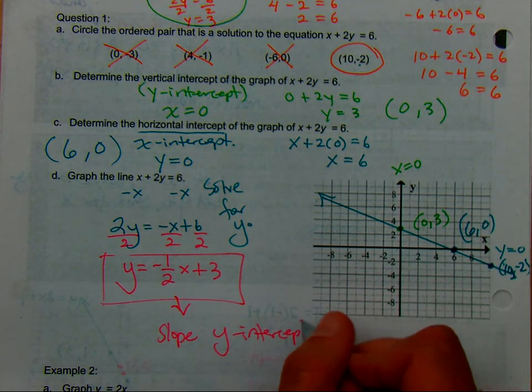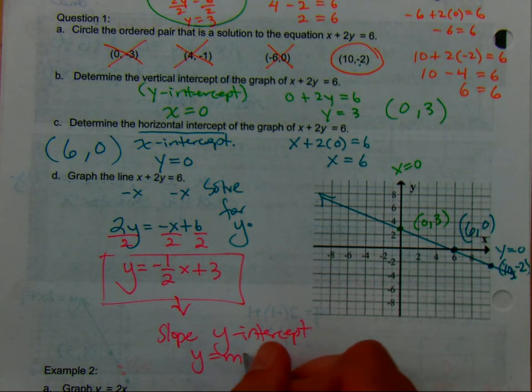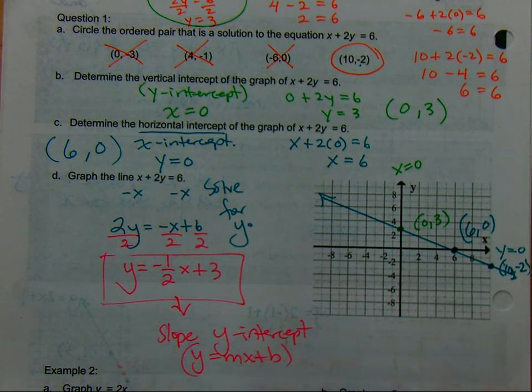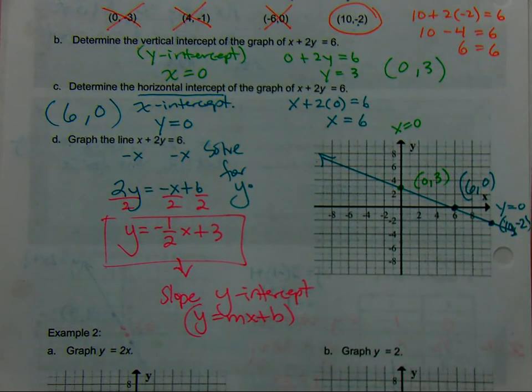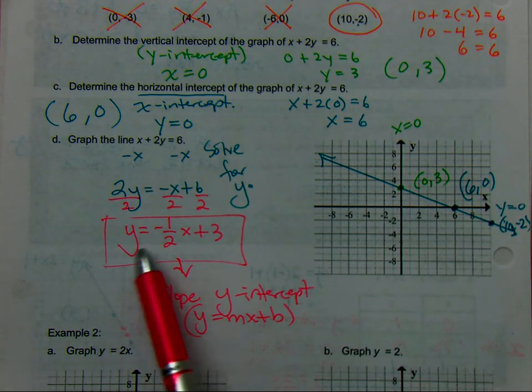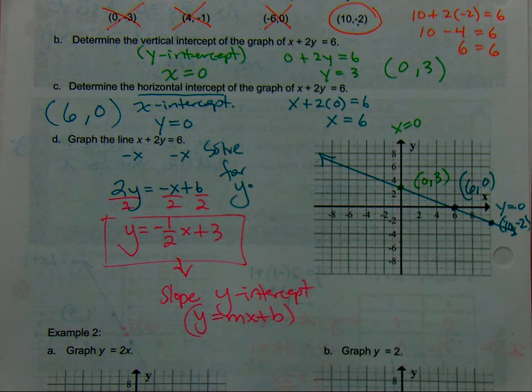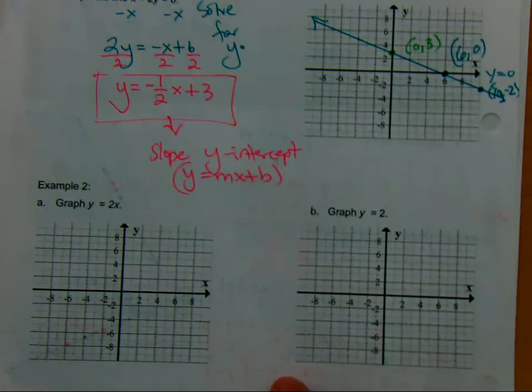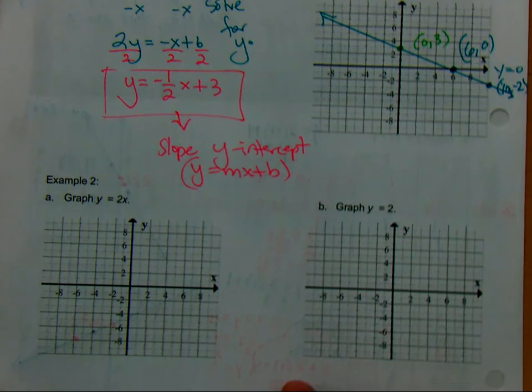y-intercept. Has anyone ever heard of that? Y equals mx plus b form? Anyway, in order to graph it on the calculator like I was showing you, you would actually have to have it in this form because we have to have y by itself in order to punch it into the calculator. Do you remember that? Okay, great. Okay, let's graph two more examples here.